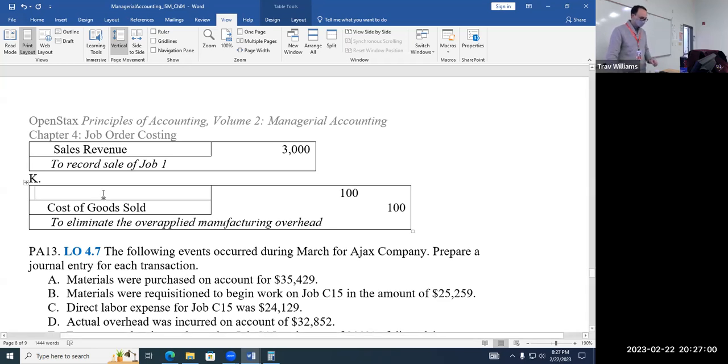Manufacturing overhead, all right. Because when we apply it, we're taking out of manufacturing overhead, going into work in process, and it eventually ends up in cost of goods sold. So to correct it, we're shifting between manufacturing overhead and cost of goods sold. And so this is what it looks like if you over applied. Okay, any questions on this problem?